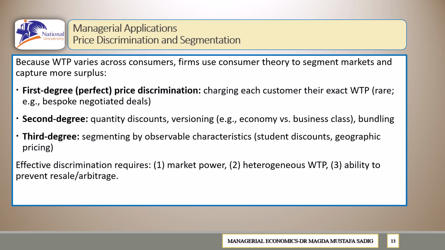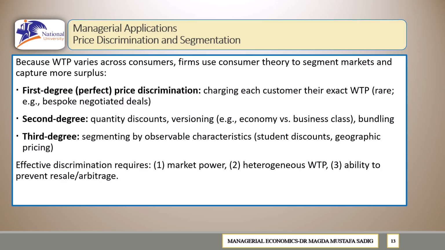Let us come to price discrimination and segmentation. Different consumers have different willingness to pay. Therefore, companies divide markets into segments. There are three forms: first degree, perfect price discrimination, charging each customer their exact willingness to pay. Rare, bespoke negotiated deals. This is very rare.